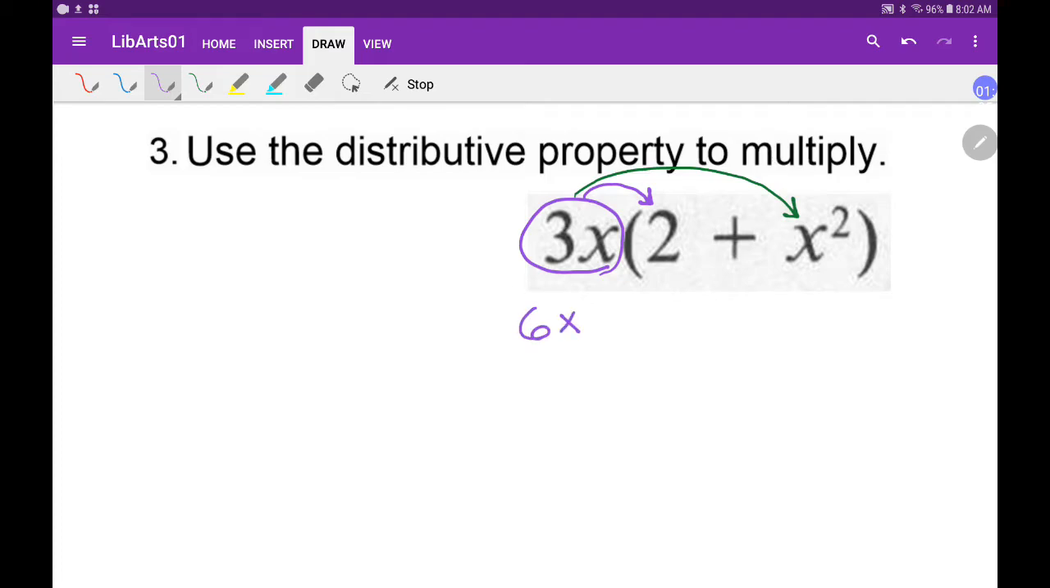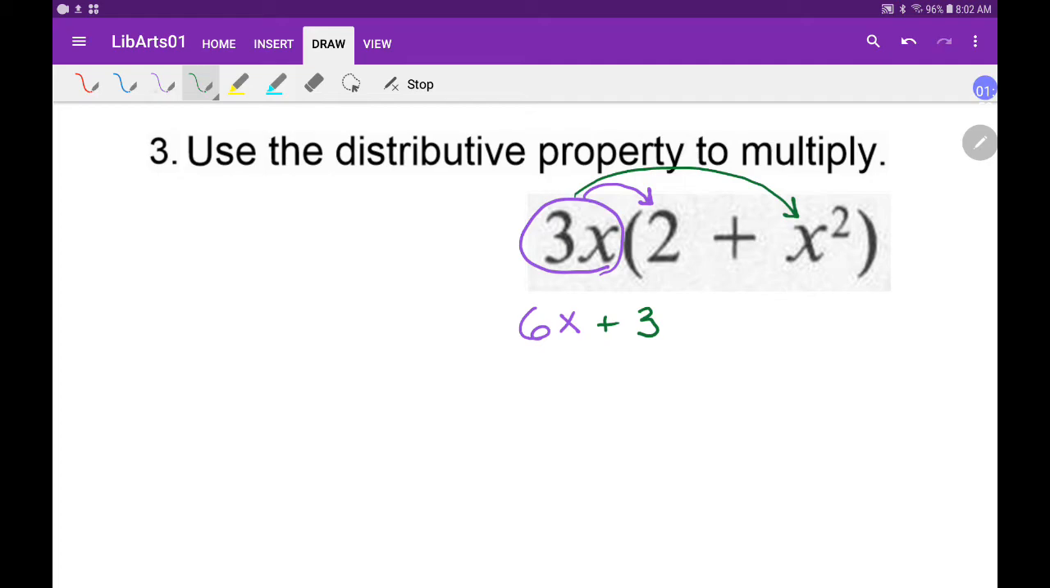The x comes along for the ride. There's no x with the 2, so it just comes along. The 3 and the 2 interact, they become 6. And then now the 3 is just along for the ride, because I guess I could say there's a 1 out here in front of the x. It looks weird, but there is a 1 out there. So it's just 3 times 1 is 3.